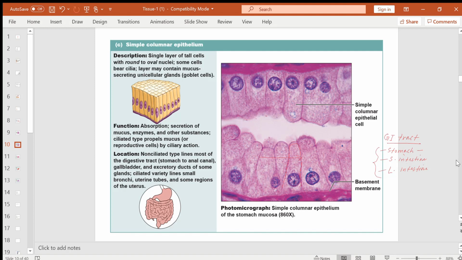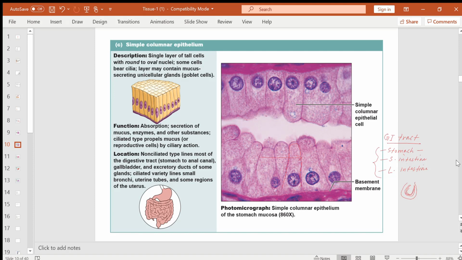Also, simple columnar is found in the inner lining of the gallbladder. So if this is the gallbladder, wall of the gallbladder, okay, and innermost lining here is simple columnar, okay.